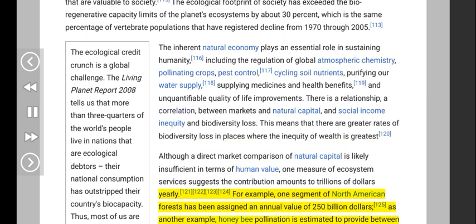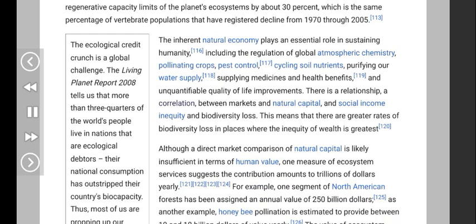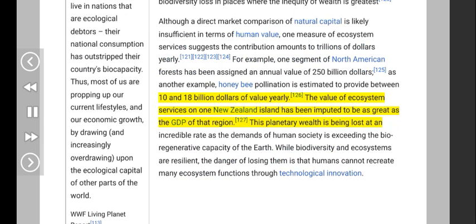For example, one segment of North American forests has been assigned an annual value of $250 billion. As another example, honeybee pollination is estimated to provide between $10 and $18 billion of value yearly. The value of ecosystem services on one New Zealand island has been imputed to be as great as the GDP of that region.